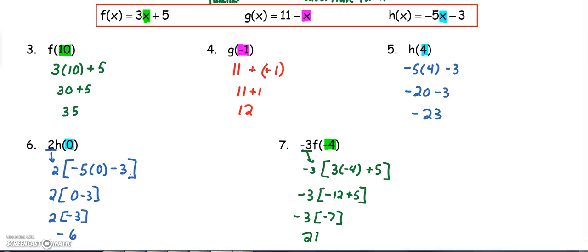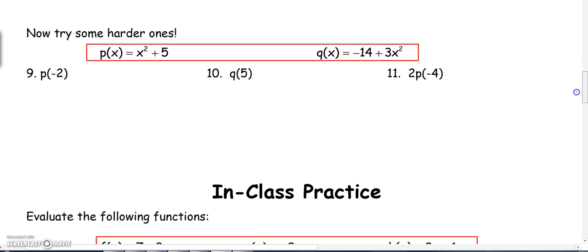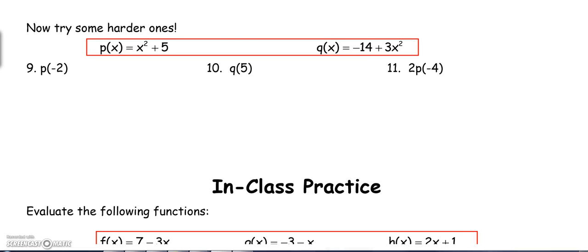Let's look at some more problems with different functions. In the first problem, we have p of negative 2. So we're going to take our negative 2 value, and we're going to substitute it in for x in my p function. So when I substitute, I now have parentheses negative 2 squared plus 5. Negative 2 squared is just negative 2 times negative 2, so 4 plus 5, which gets us 9.